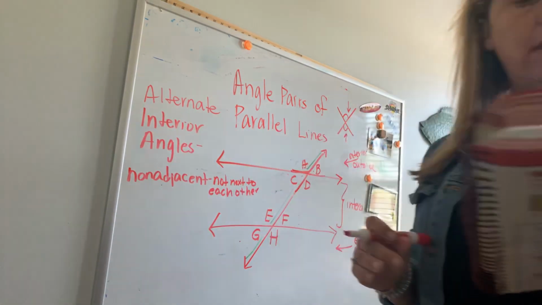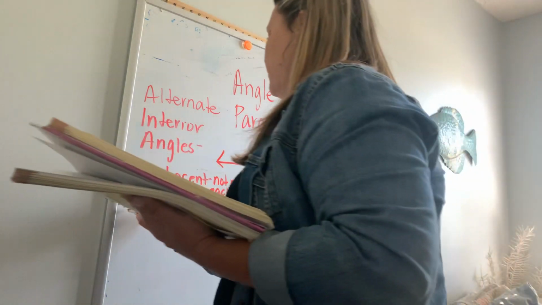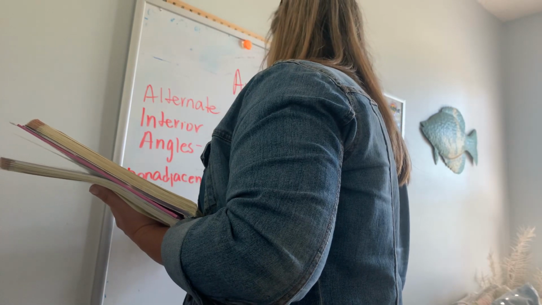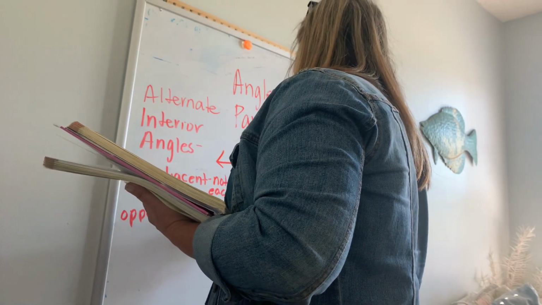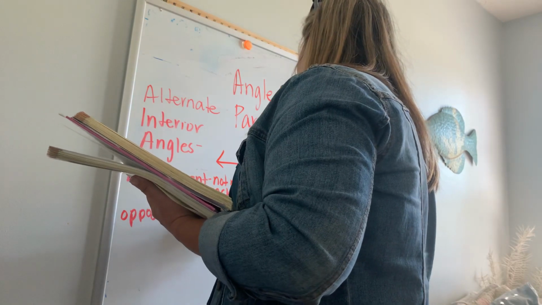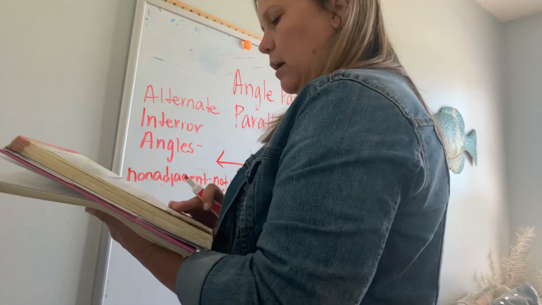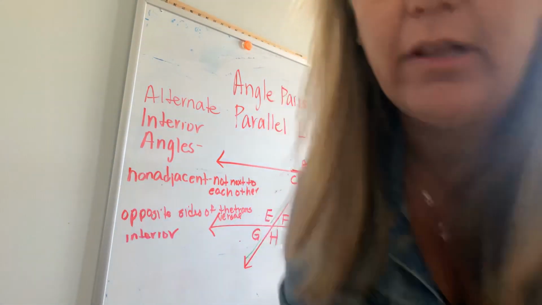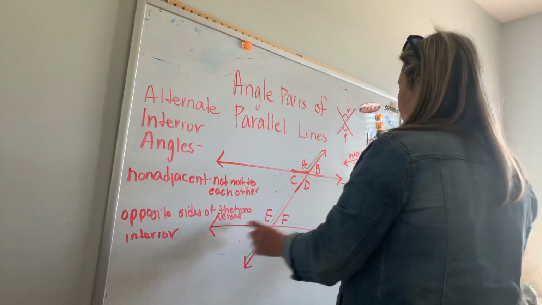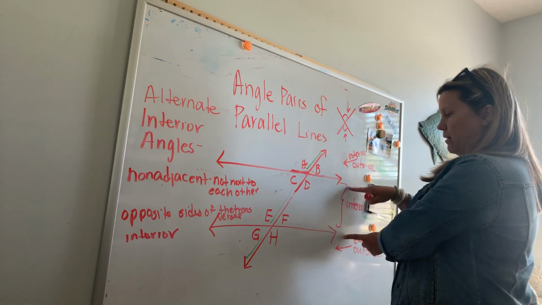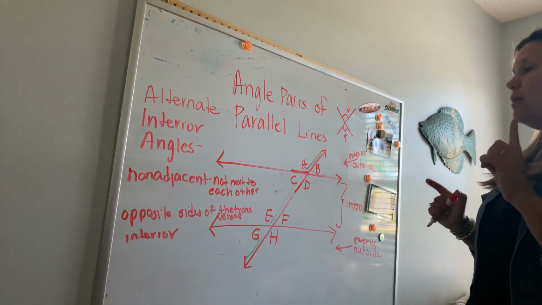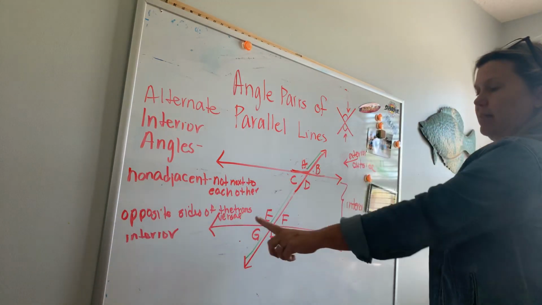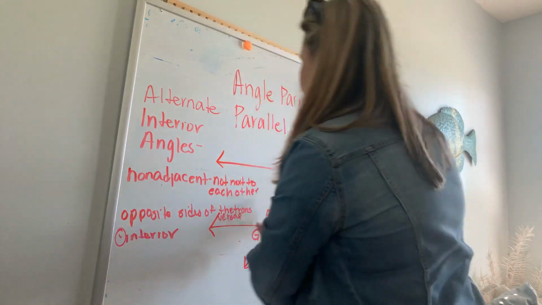The next thing that they said was they're on opposite sides of the transversal. And it also said they are interior angles. So let's break that down. Let's focus actually on the bottom thing, interior. That means they're on the inside of the parallel lines. It also means that it's going to be C, D, E, or F. I think that's the easiest thing to translate, the interior.